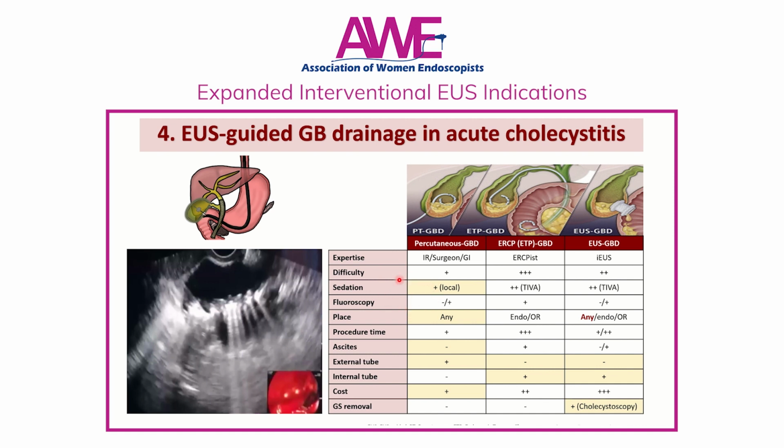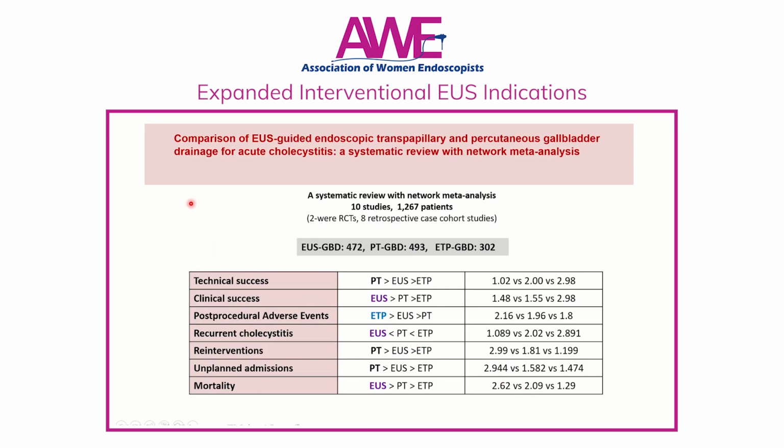However, the re-intervention rate is quite low. So each technique has pros and cons. A systematic review with network meta-analysis comparing the 3 modalities has been conducted. The percutaneous approach has the higher technical success. However, it also has the highest re-intervention and unplanned admissions, whereas EUS has the highest clinical success and the lowest recurrent cholecystitis rate, but with the highest mortality based on this study.